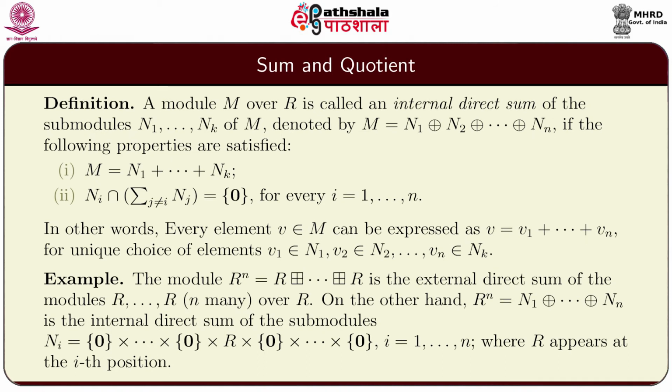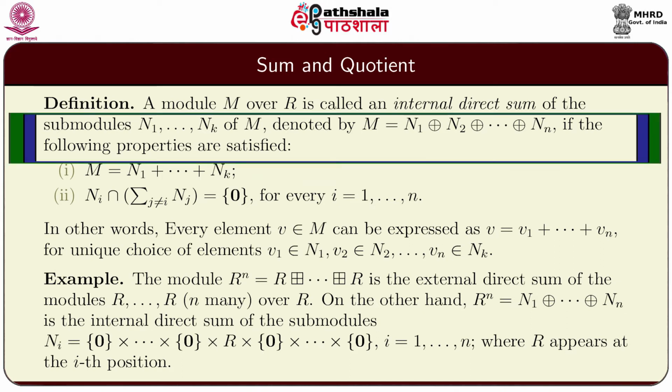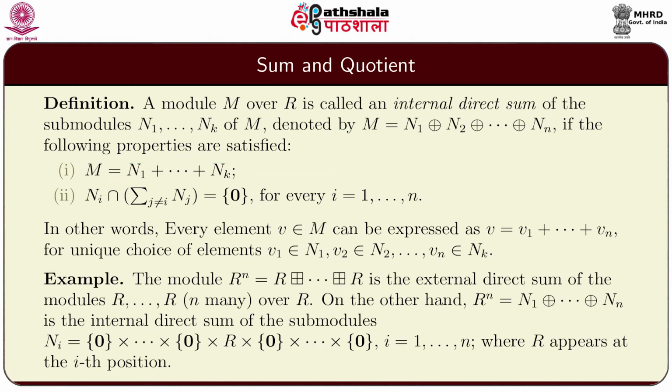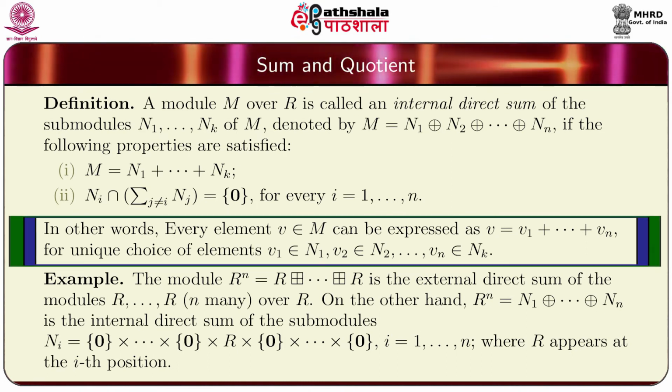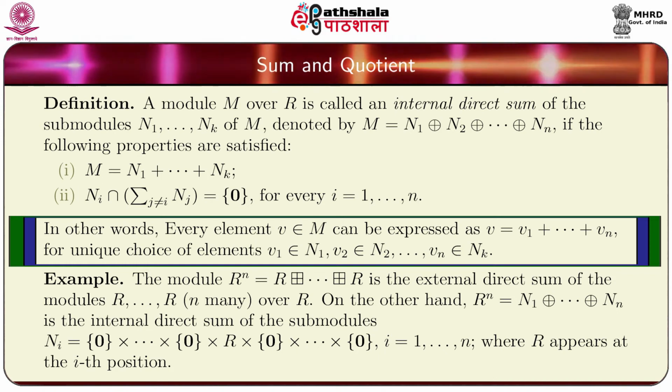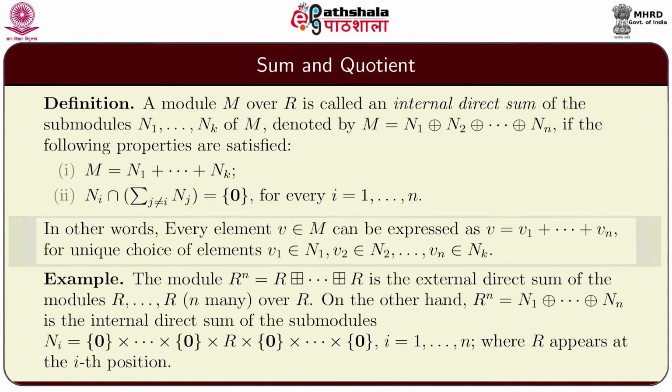Another definition: a module M over R is called an internal direct sum of the submodules N1, N2 and so on Nk of M, denoted by M is equal to N1 direct sum N2 and so on Nk, usually we denote this symbol by circle plus, if the following properties are satisfied: 1. M is equal to N1 plus N2 plus and so on plus Nk, and 2. Ni intersection summation Nj, j not equal to i, is the singleton, the 0 element of M, where this 0 is nothing but the additive identity of M. In other words, every element v in M can be expressed as v is equal to v1 plus and so on plus vk for a unique choice of elements v1 in N1, v2 in N2 and so on vk in Nk.